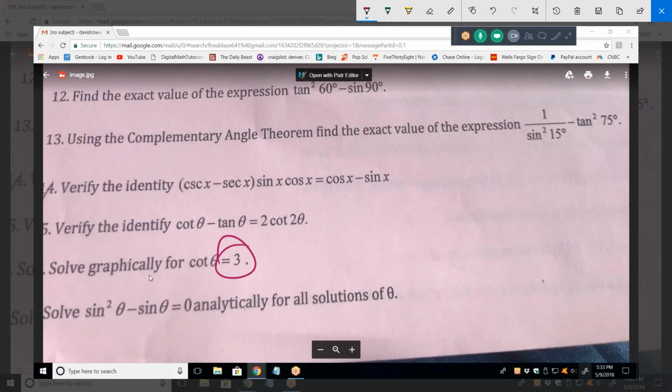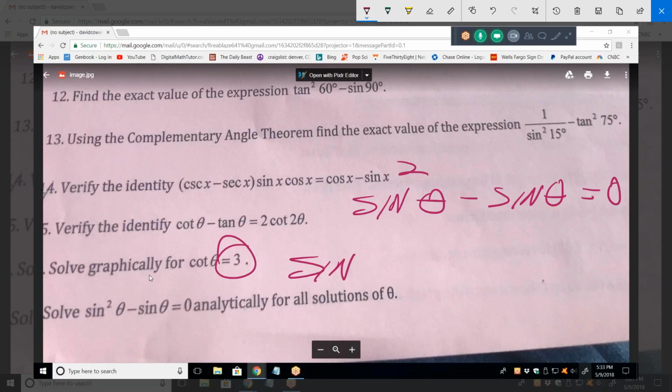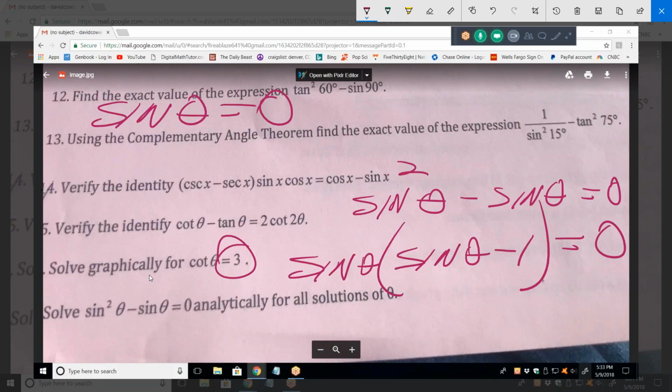All right, we're almost out of time, so let me just show you how to do the next one. Not as hard as it looks. The factoring problem. You've got 2 things multiplied together equals 0. Each one of them is 0. So sine of theta equals 0, and sine of theta equals 1 are your two answers. That occurs for all solutions.